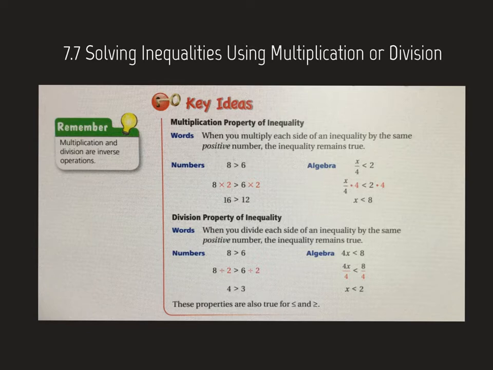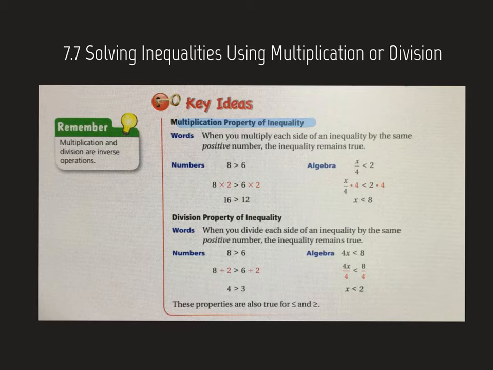So let's look at this. Let me get the highlighter out here. Multiplication property of inequality. When you multiply each side of an inequality by the same positive number, the inequality remains true. So when we multiply, not add or subtract like we did last section, let's look at the examples.